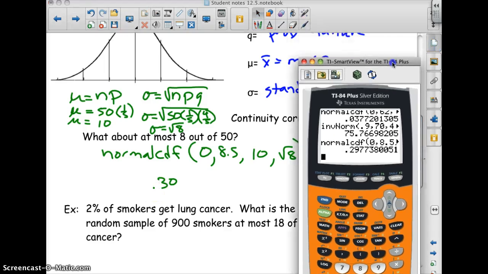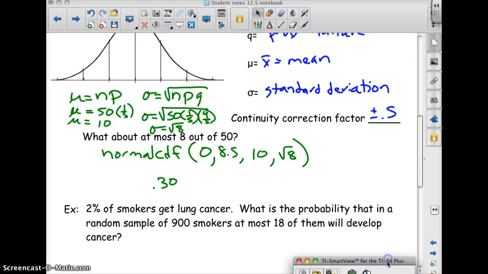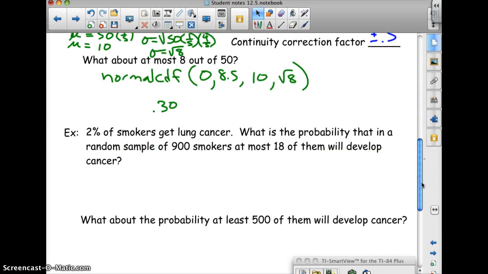Another example here. 2% of smokers get lung cancer. What is the probability that in a random sample of 900 smokers, at most 18 of them will develop cancer?